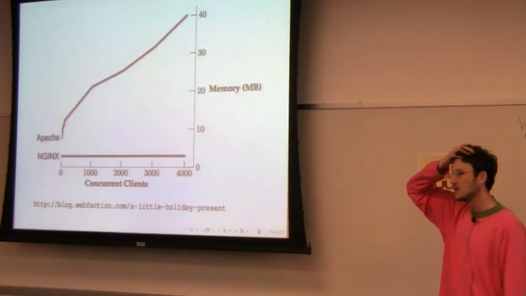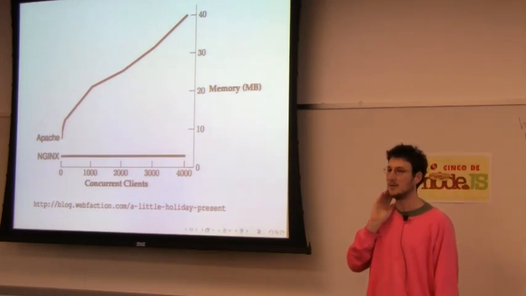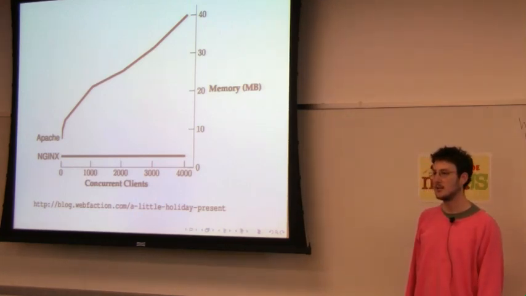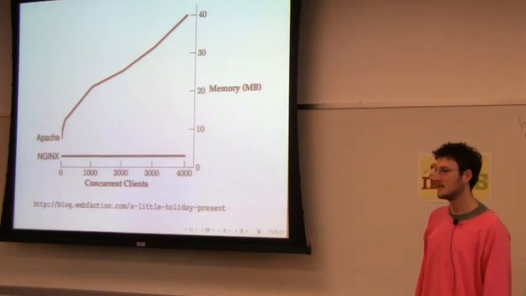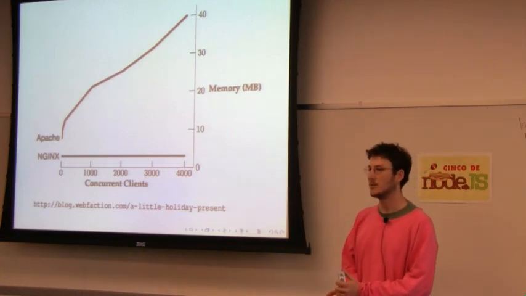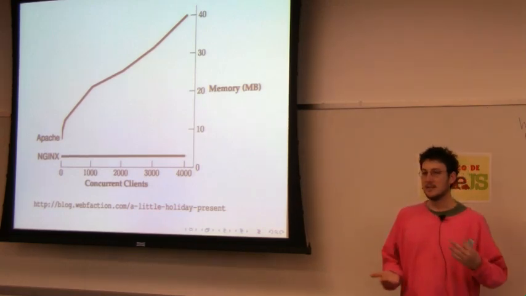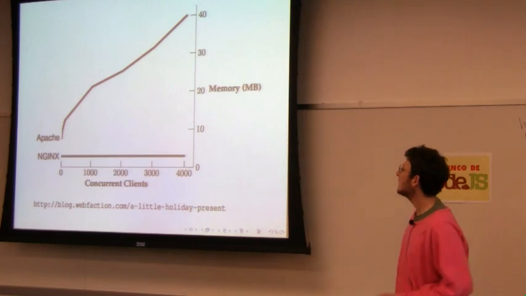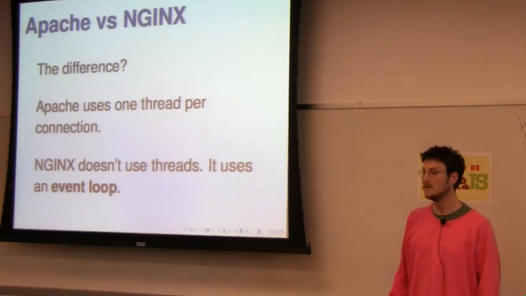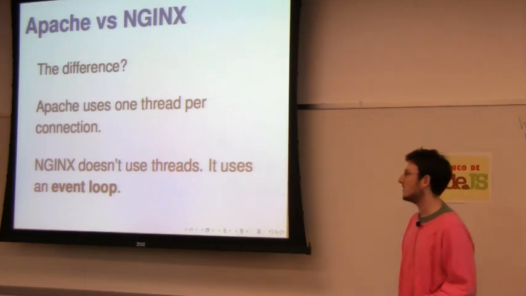until you look at the memory usage, where you see that Nginx stays very stable in terms of memory, while as you add more concurrent clients to Apache, the memory usage just climbs and climbs. So for situations where you have a lot of users sitting on your web server, for example a chat, where they're not doing anything, just sitting there idle, Apache can't handle it because it creates a thread for each of these. The real difference between Apache and Nginx is that Apache uses a thread per connection, and Nginx uses an event loop.